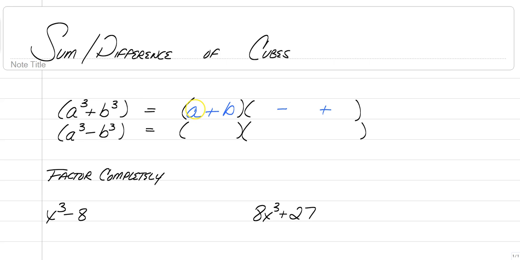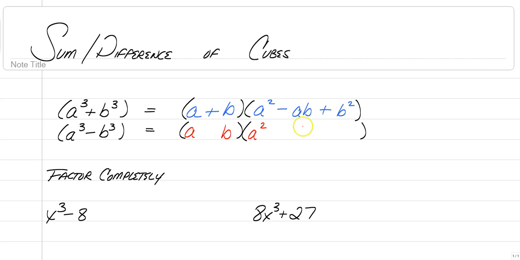So you take your first term and put it in the first spot, but you square it. So now you take A and you square it. Then you take B and you square it and put it on the end. But now the last part, you multiply these two together. So A times B is AB. That is the pattern.